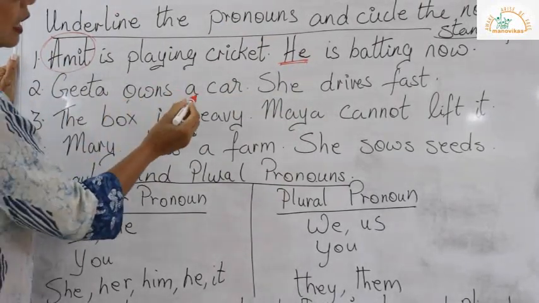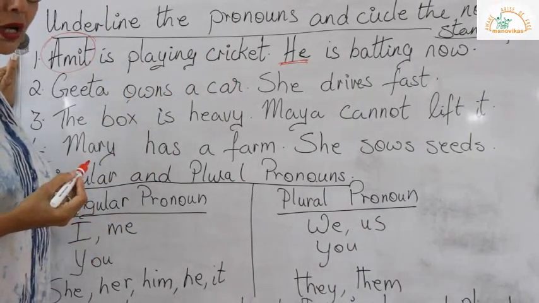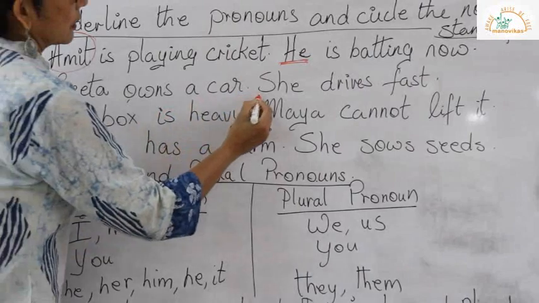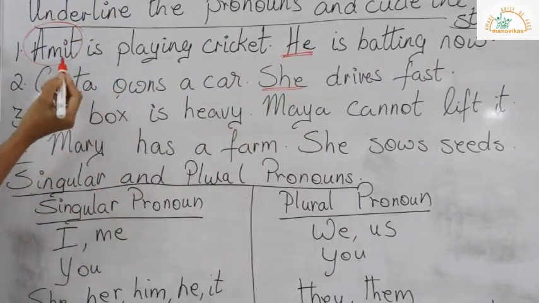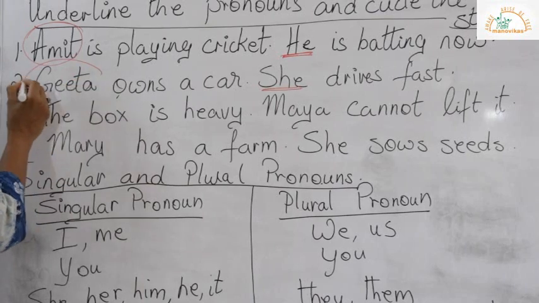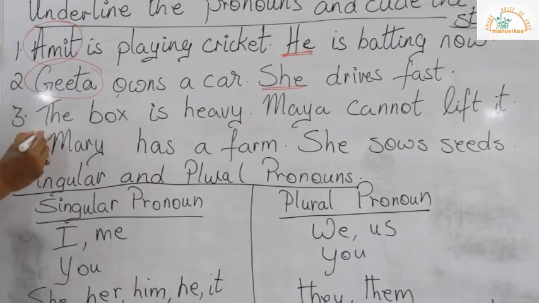Geeta owns a car. She drives fast. Which is the pronoun here? She. She is the pronoun. And which is the noun that it stands for? Geeta. Have you understood? Next one.